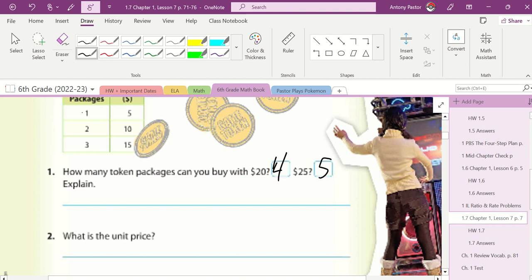What is the unit price? For one package, it costs $5. The sale price does not change as they go up because it's another 5, another 5, another 5. It doesn't give us a discount at all. Therefore, every single package will cost me $5.